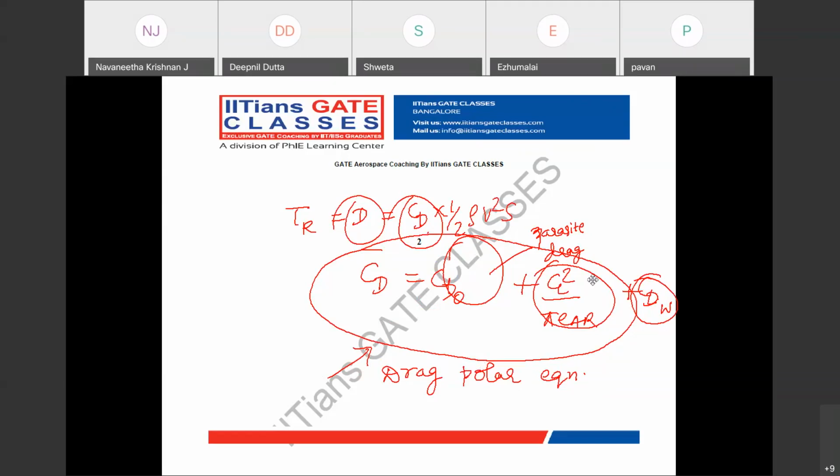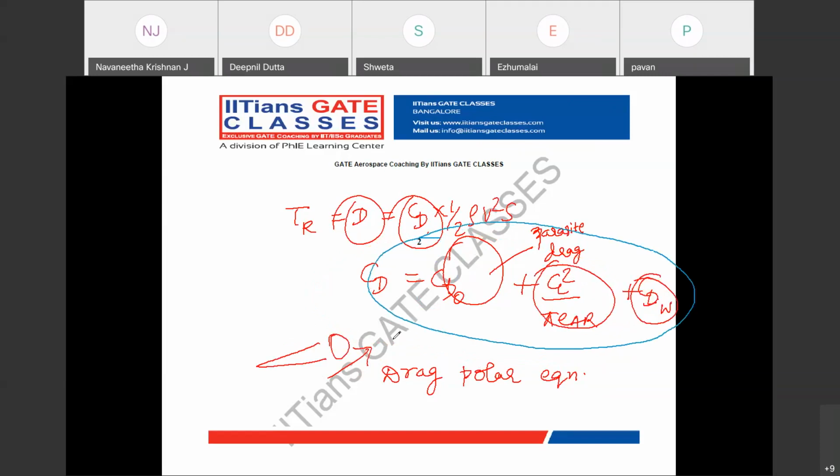The other parameter is CL square by pi E AR. It is the induced drag coefficient, which depends upon the lift. It is produced due to wingtip vortices. Sir, can you repeat the turbulent and laminar part?